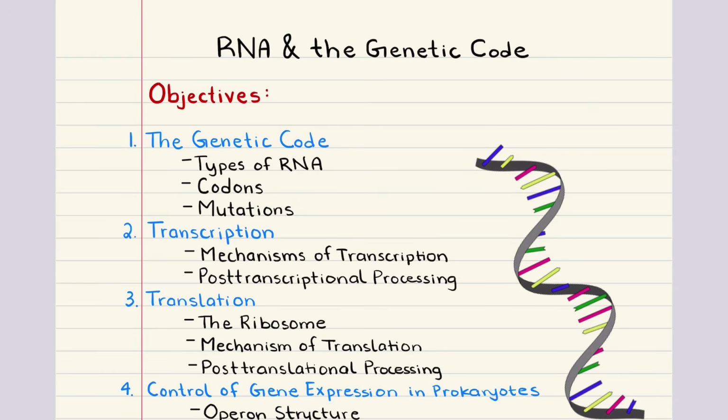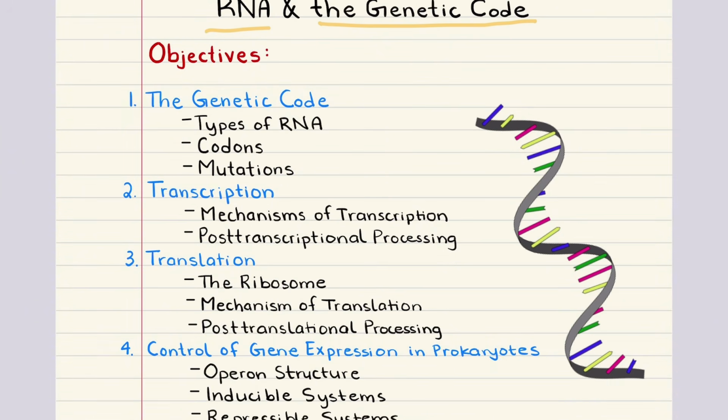Today, we're going to be covering Chapter 7 in our MCAT Biochemistry series, and this chapter is titled RNA and the Genetic Code. In this chapter, we're going to cover the following objectives. First, we're going to discuss the genetic code itself, including the three main types of RNA, how codons work, and how mutations can affect protein synthesis.